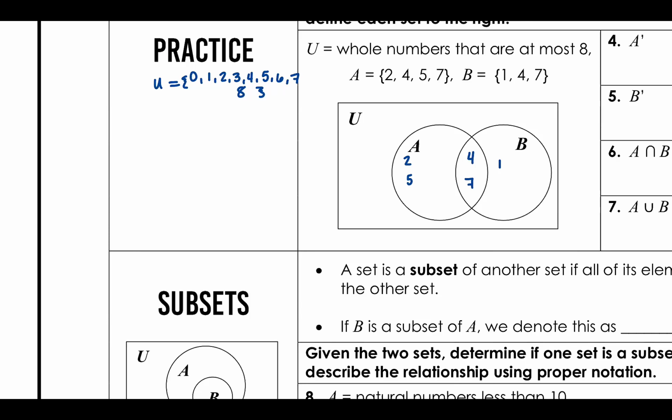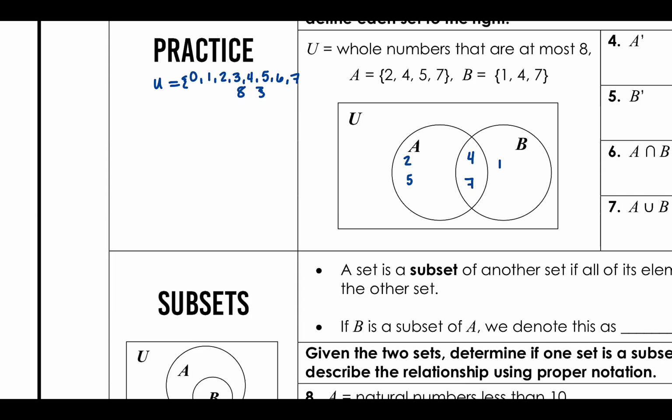So if we only want A, we've got 2 and 5. If we only want B, we've got number 1. If we want A and B, we have 4 and 7. And then there are some numbers from our universal set that don't fall in A or B.